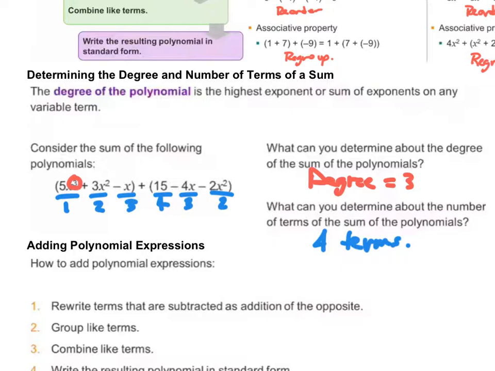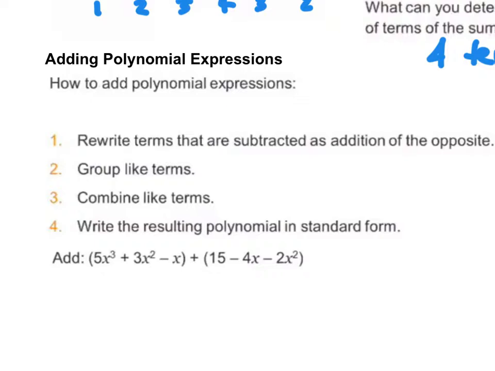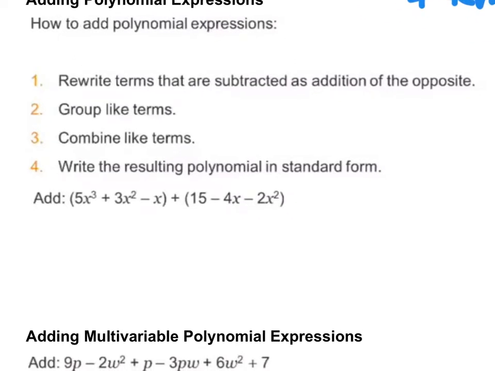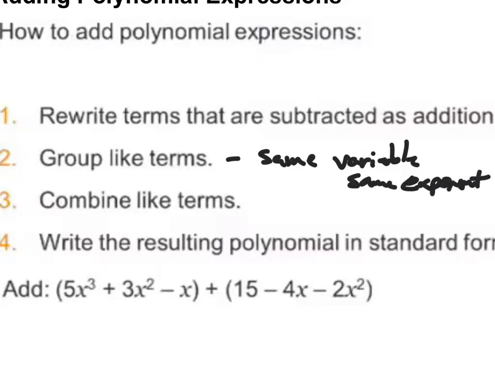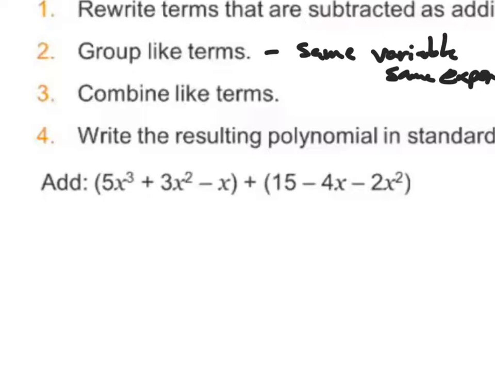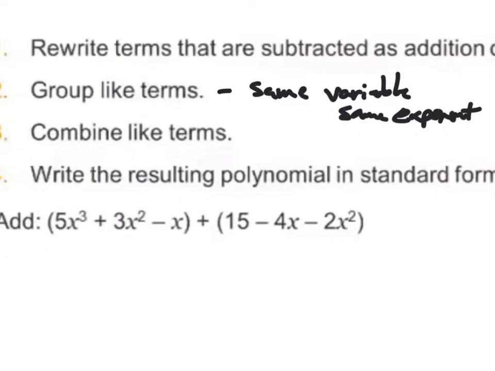So let's talk about how I would actually add these together. Let's take that same one. We want to rewrite the terms that are subtracted as the addition of opposites, and we want to group those like terms, okay? Like terms means we have the same variable with the same exponent, okay? So when I take a look at this, I'm going to rewrite my terms that are subtracted as the addition of the opposite.